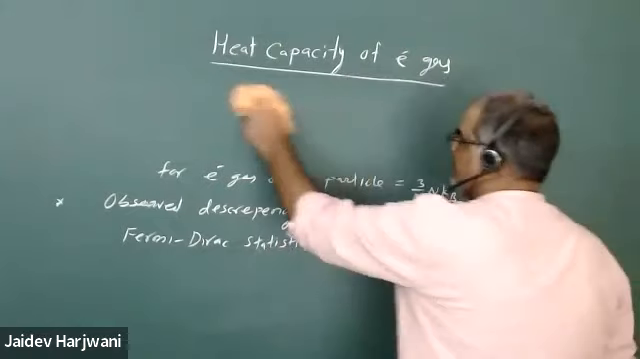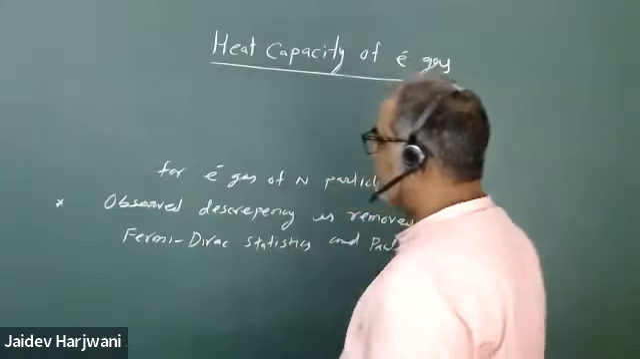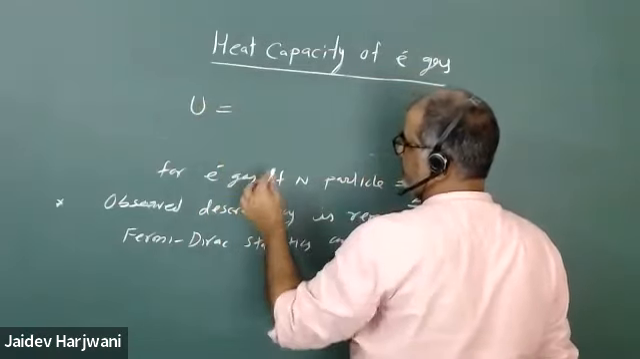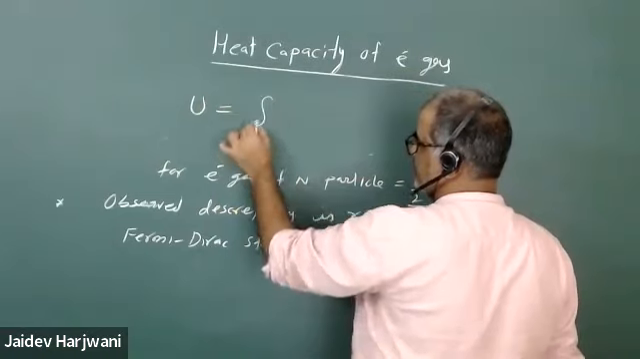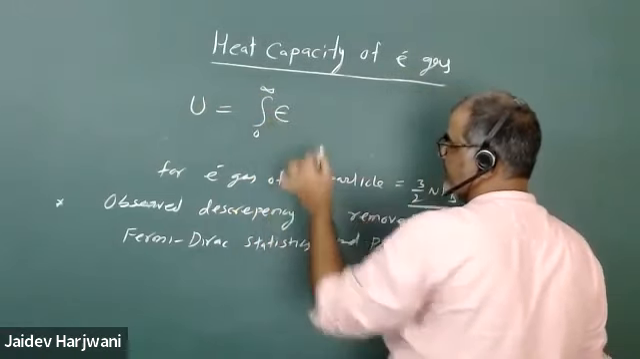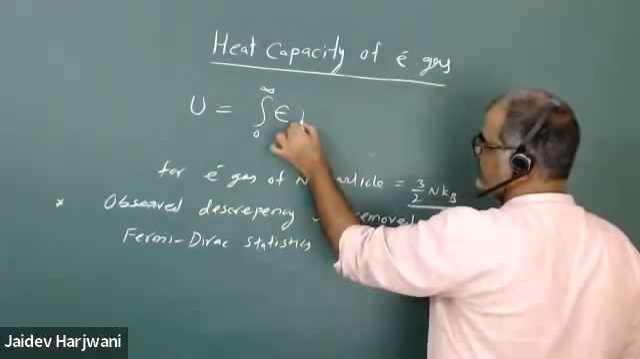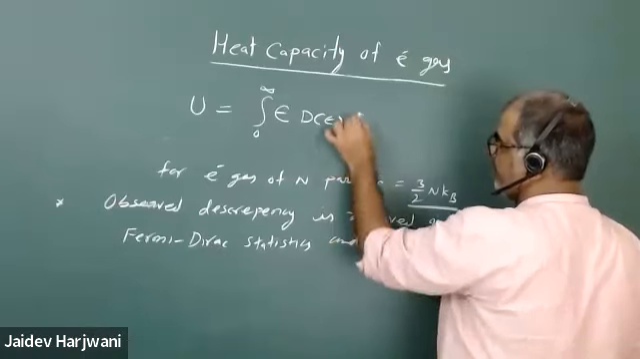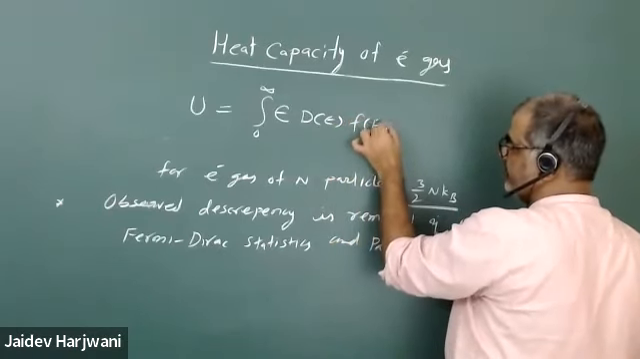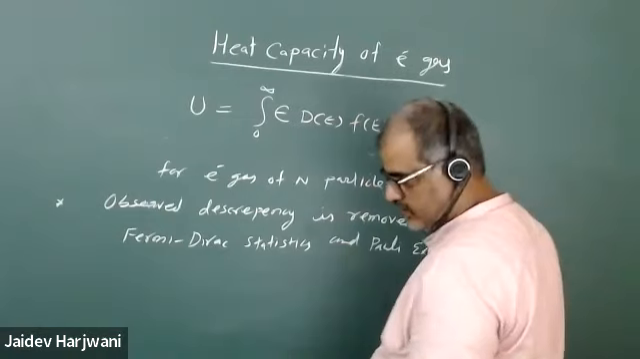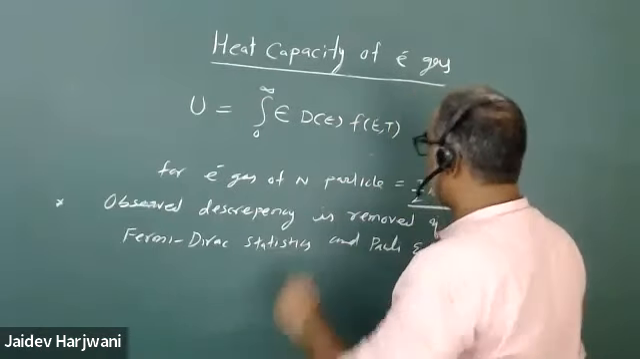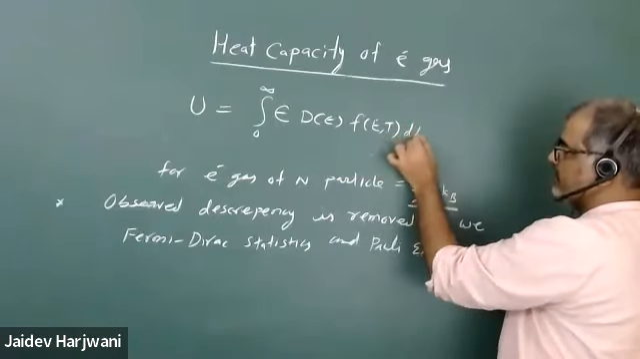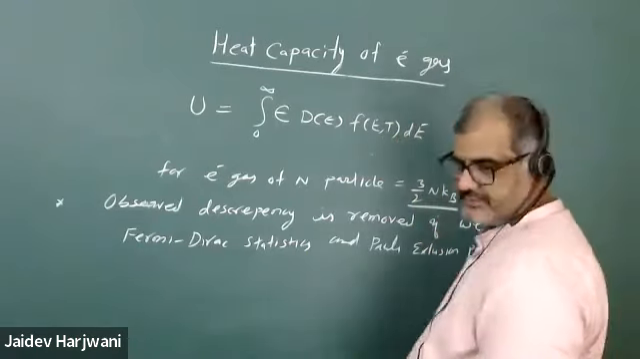So we know the total energy can be written as the integral from 0 to infinity of E times the density of states g(E) dE, multiplied by the Fermi-Dirac function, which is a function of temperature. So this is my expression for the total energy, isn't it?